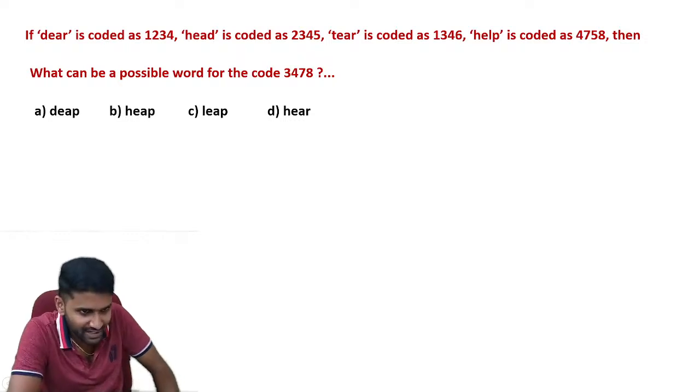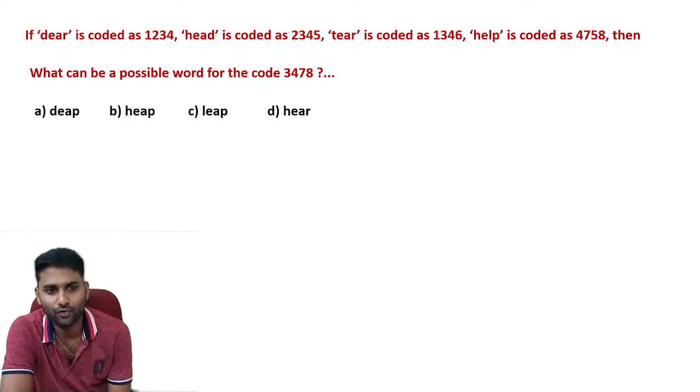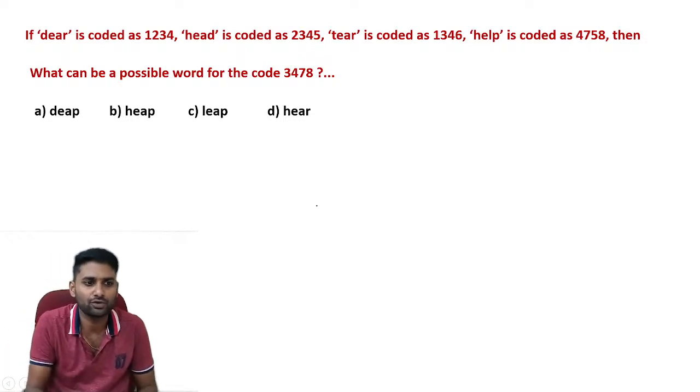Let's check with this question. Deer is coded as 1, 2, 3, 4. Head is coded as 2, 3, 4, 5. Tier is coded as 1, 3, 4, 6. Help is coded as 4, 7, 5, 8. Then what is the possible word for 3, 4, 7, 8?